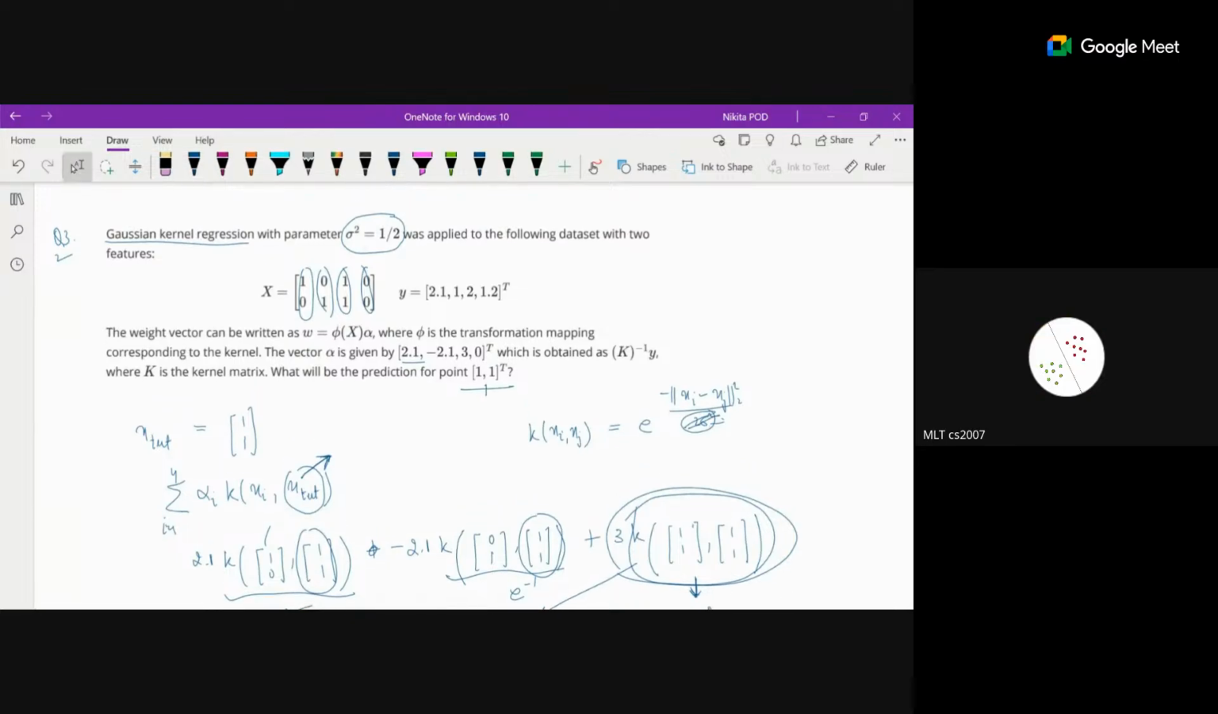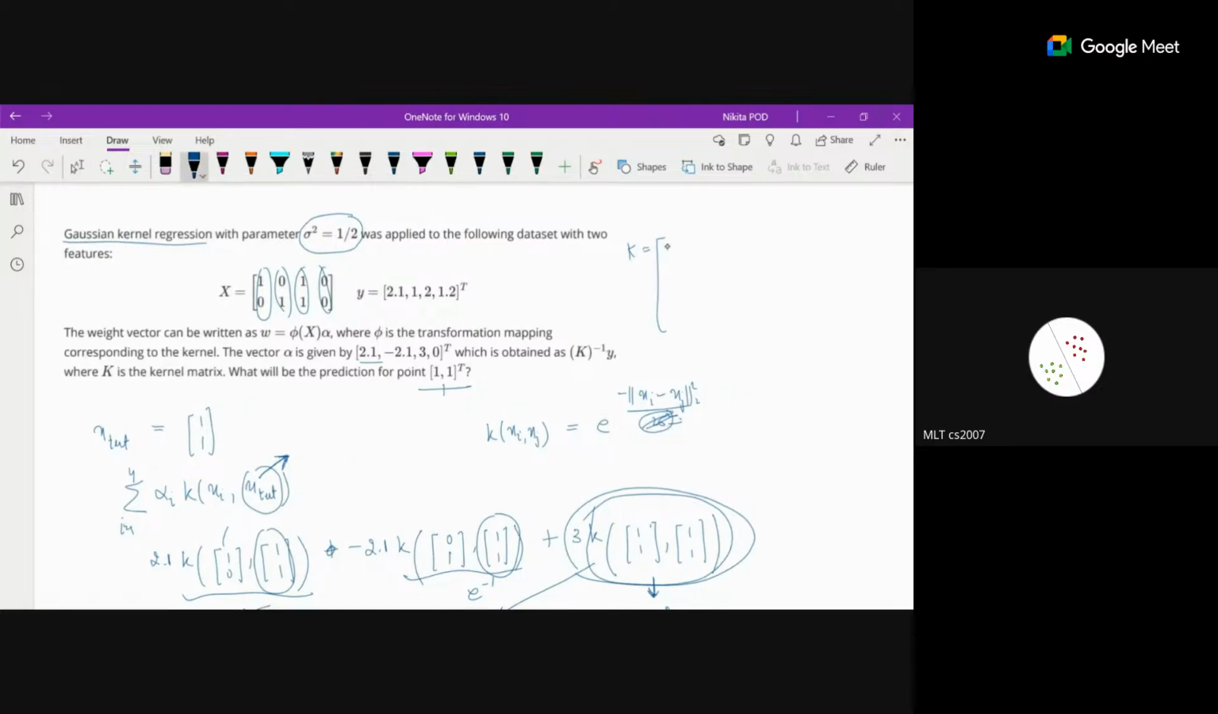Do you also know how you can find this kernel matrix? If you have two data points, x1 and x2, the kernel matrix is k of x1 x1, k of x1 x2, and so on. So k of x2 x1, k of x2 x2, and so on. This is how you can write the kernel matrix.